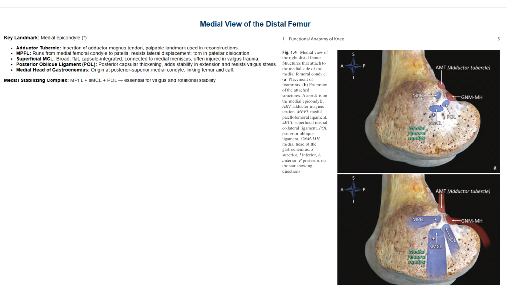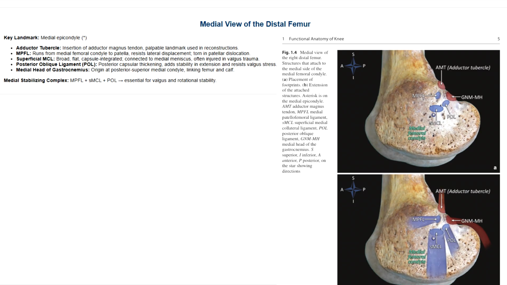At the very top and slightly posterior, we find the adductor tubercle. This is where the adductor magnus tendon inserts. It is a palpable landmark just above the medial epicondyle, and surgeons often use it as a guide when reconstructing medial ligaments. Just anterior to the epicondyle, notice the medial patellofemoral ligament, or MPFL.